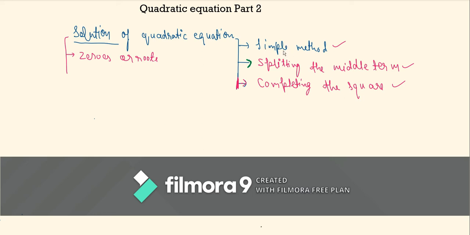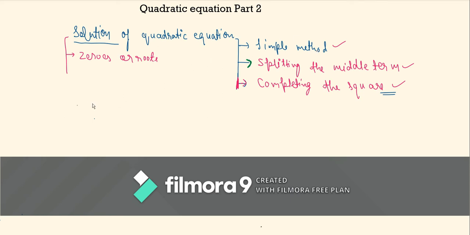The first one is the simple method, and I will show you how to find the solution using the simple method. Then thereafter splitting the middle term. I will cover these two in this section, and the third one is completing the square, which is not in your syllabus for 2020, but I will show you a glimpse of this in the next video. Okay, so let us begin with the first one, that is the simple method.